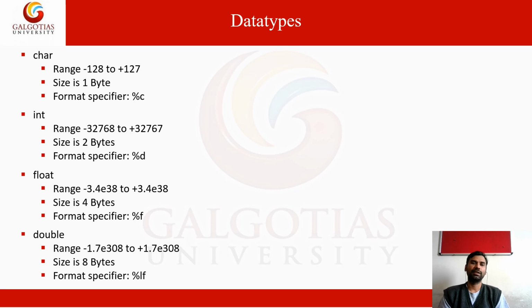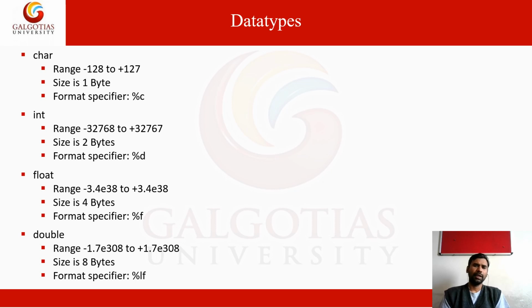Next, integer. The integer range is minus 32,768 to plus 32,767. The total size is 2 bytes, totally 16 bits. This varies from compiler to compiler. Some compilers support 4 bytes, while older compilers support only 2 bytes. But modern compilers support integers up to 4 bytes.